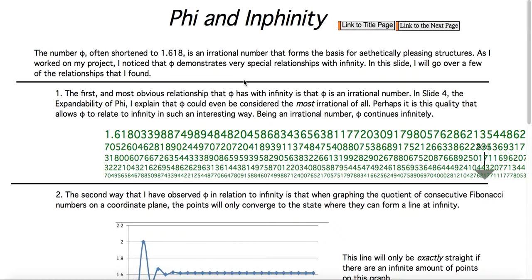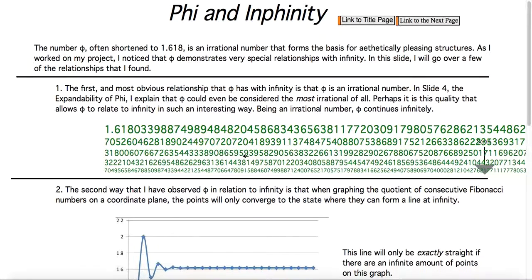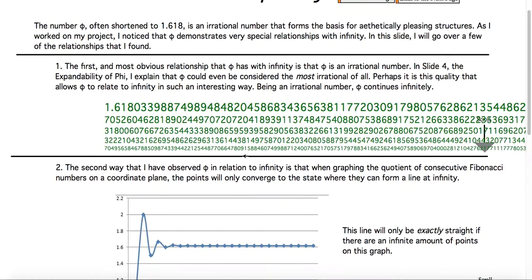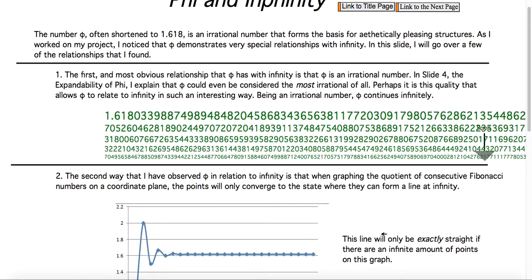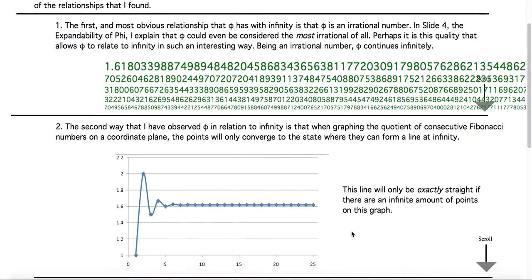And GSP, also known as Geometers Sketchpad, is a way to use interactive software to study geometry. And so I did this project on phi, and the most obvious relation that phi has with infinity is that it's an irrational number, so it continues indefinitely, and it cannot be written as a fraction. So I used different slides and links between different slides to study phi.